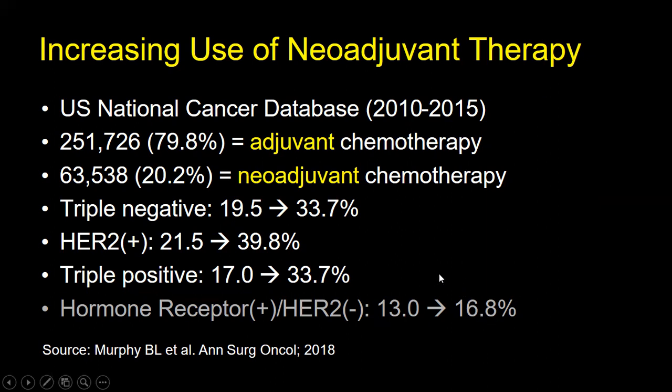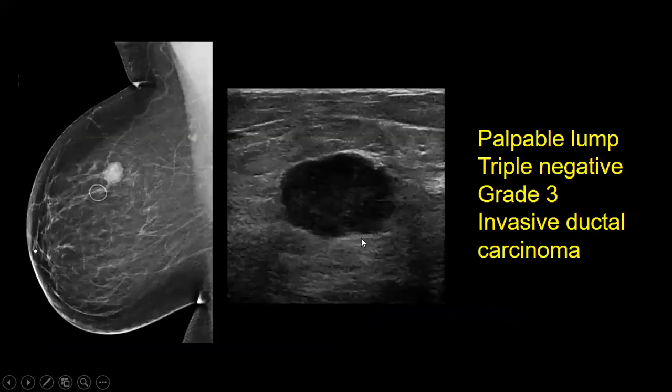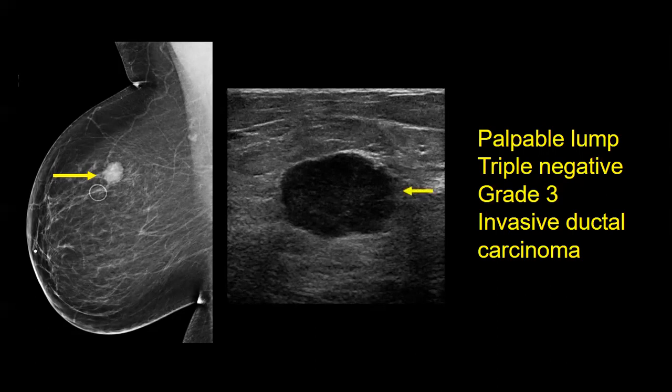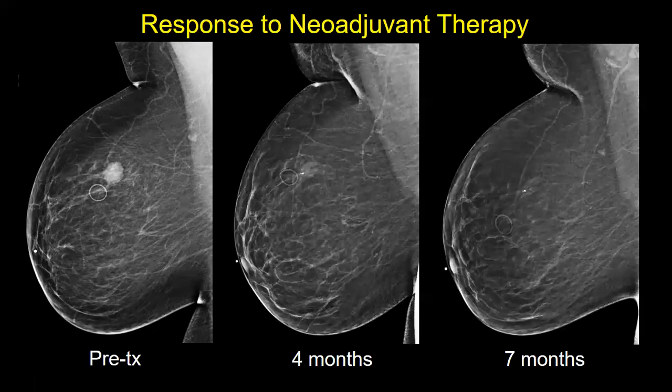So you're really looking at the use of neoadjuvant therapy for these patients: triple negative, HER2 positive, and also triple positive. Let's look at such a case. This is a palpable lump, a very classic appearing triple negative grade 3 invasive ductal carcinoma. Mammogram shows a dense mass, relatively round. Some of the margins are circumscribed, some margins are indistinct. And here the ultrasound images show a hypoechoic solid mass, very classic for triple negative invasive ductal carcinoma.